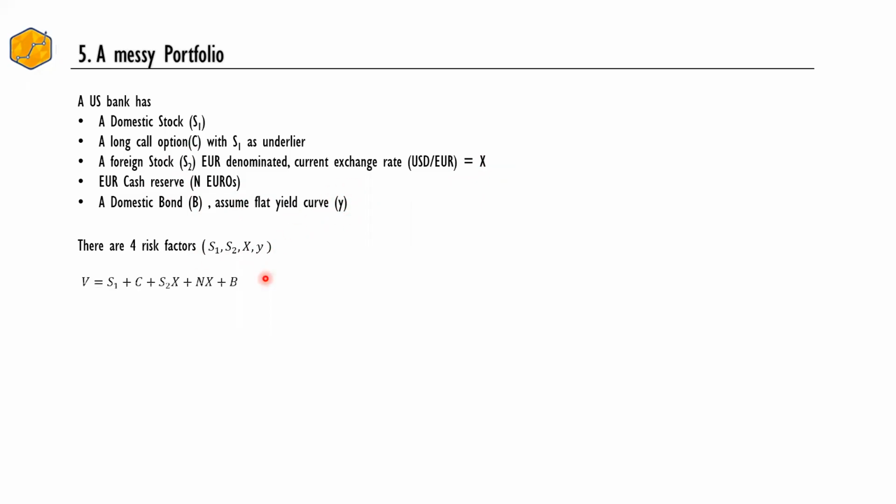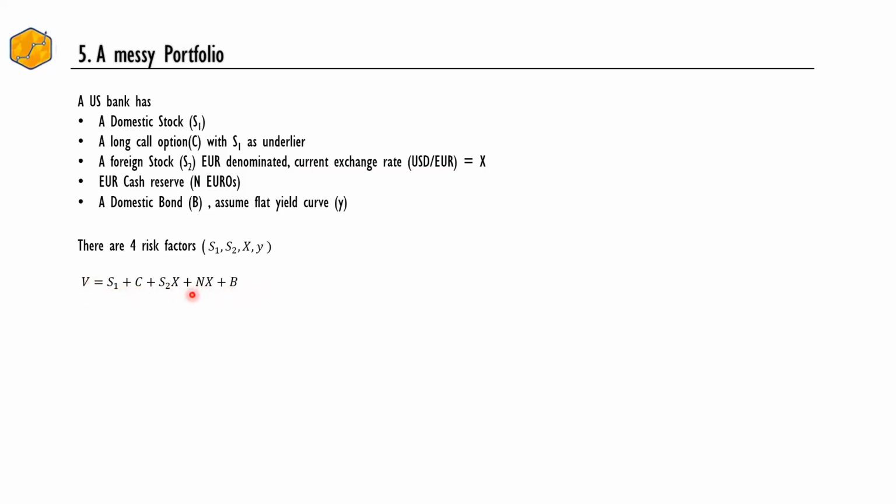All right. Value of my portfolio is given by this. Look at this carefully. So S1 plus call option C plus, since this is Euro denominated, we have S2 times X, correct? In domestic currency terms, plus the Euro cash reserve. N is the cash amount, which is a constant, by the way. The only thing making it risky is the exchange rate. N times X is the cash reserve in terms of USD, plus the bond. That's all my instruments. Everything reported in domestic currency. Okay, that's my portfolio value in USD.